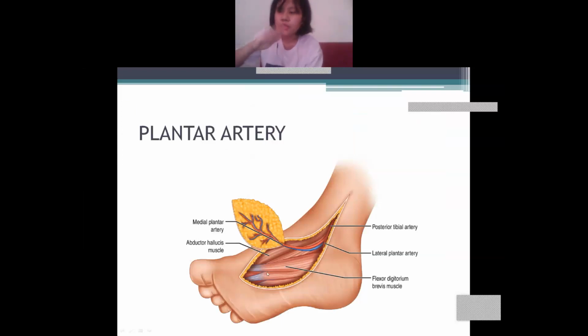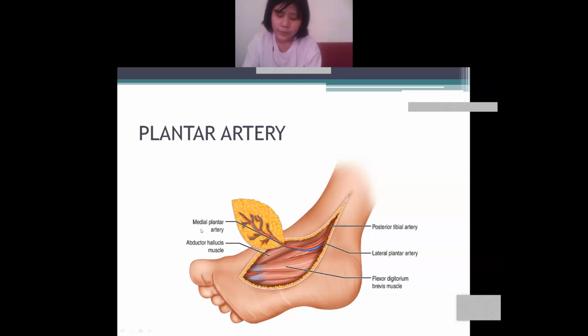Sole means what? Suppose this is your feet, so this portion is the sole of your feet, understand? This is the upside and this is the sole of your feet. So all this area is known as the sole of the feet. This is the plantar artery. All these are the plantar artery. All these names are not required for you. I'm just showing it to you so that you will be able to understand it. So this is the plantar artery, all this.